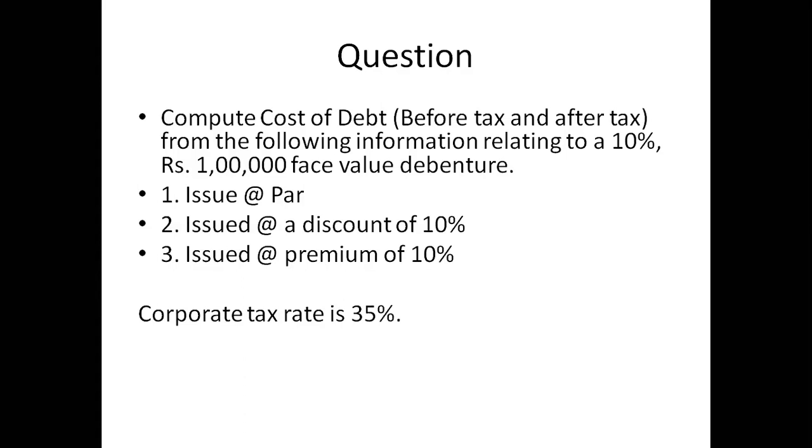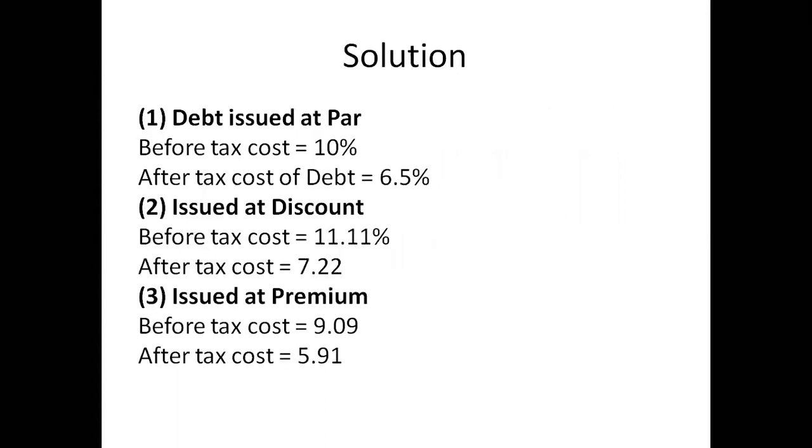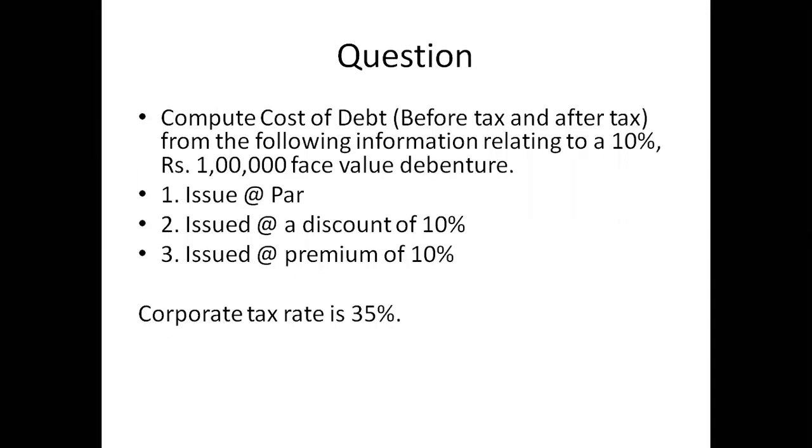This is a question, and you may not find it difficult to solve this problem because we have solved this type of problem earlier. It is very similar to the previous problems that we have solved. I want you all to come up with the solution to this question. Number 1, debt issued at par, before tax and after tax. Debt issued at discount. Debt issued at premium. If you are unable to find the solution, I'll solve this in the next class.